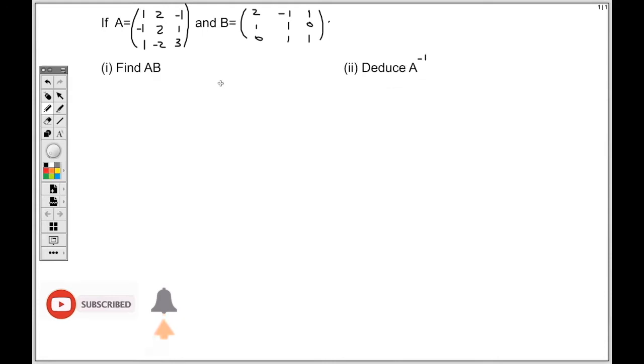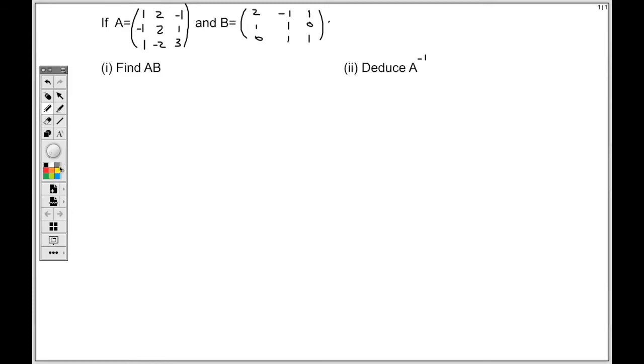So for this matrix, A is considered to be a 3 by 3. We have 3 rows and 3 columns. Because we have the same amount of rows and columns, it's considered to be a square matrix. The same for B. We have 3 rows and 3 columns, so this is also a square matrix. First, we're asked to find AB. When you have two matrices side by side, it's telling us to multiply.